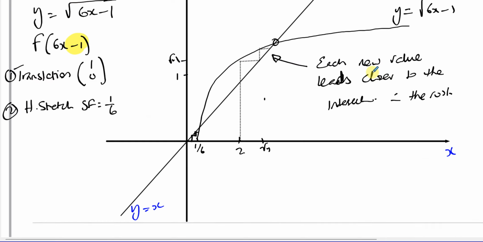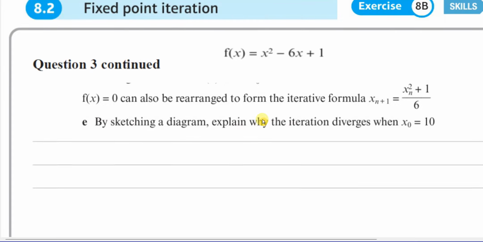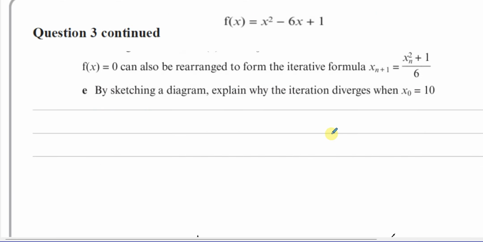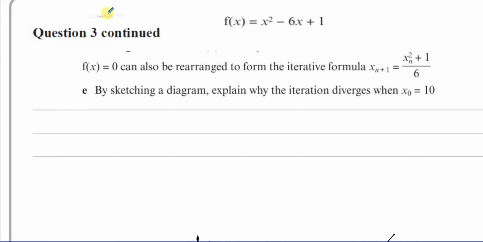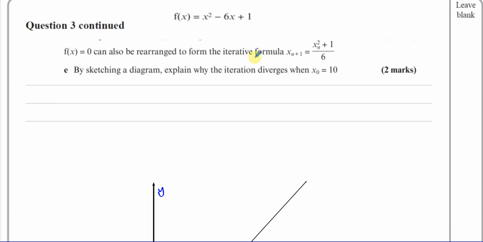I've put the explanation up here. Part E of this question says f of x equals 0 can also be arranged to form the iterative formula x(n+1) equals (x(n) squared plus 1) over 6. Let me just come out of the zoom a bit. By sketching a diagram, explain why the iteration diverges when x0 equals 10.